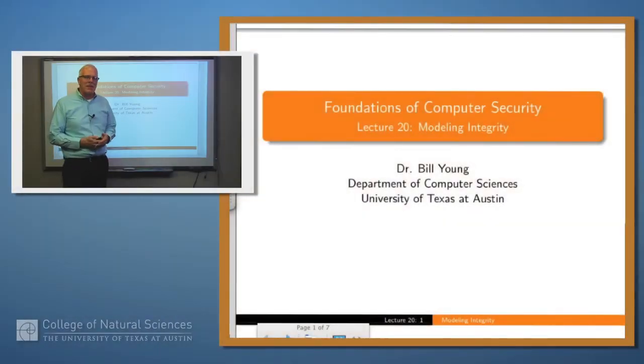Hello, welcome back. In our last lecture, we talked a little bit about what integrity was in an abstract or intuitive sense. Today we're going to talk about modeling integrity, how you would build a formal model that involves integrity, just as we did with confidentiality.